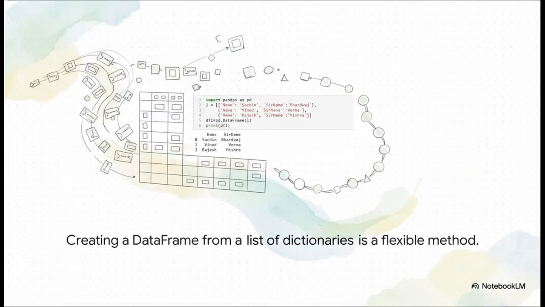Now, another really cool way you can do this, as you can see here, is by building a data frame from a list of dictionaries. In this setup, each dictionary represents a single row in your table. The keys are the column names, and the values are the data for that one specific row. This method is super useful when your data is coming in one record at a time.